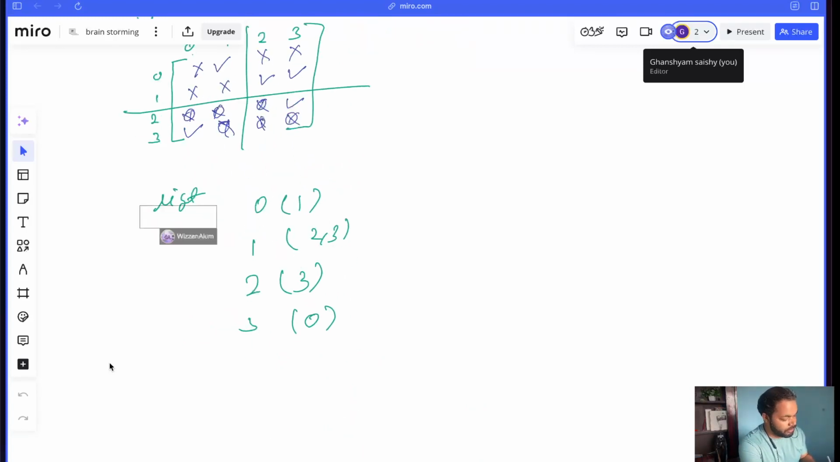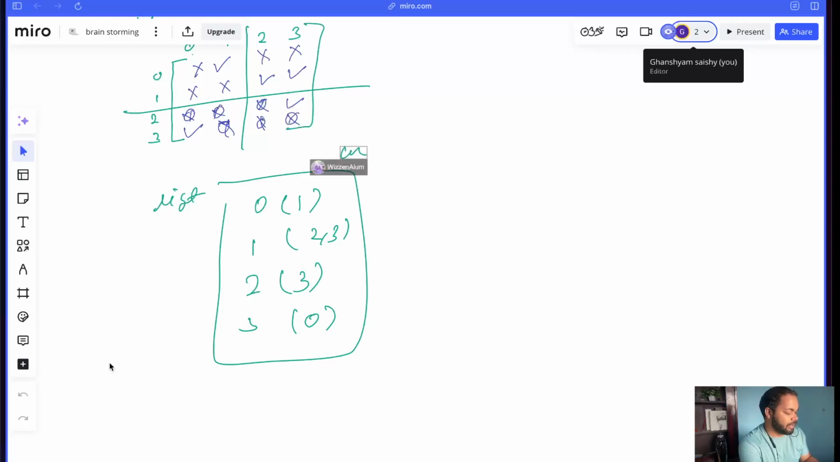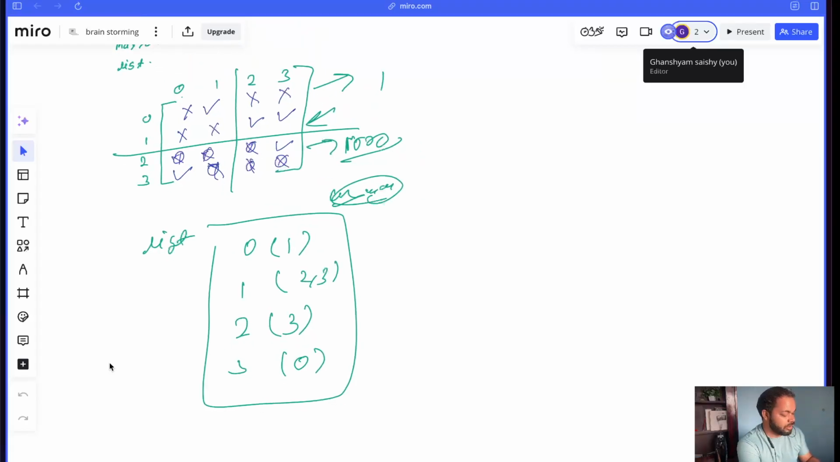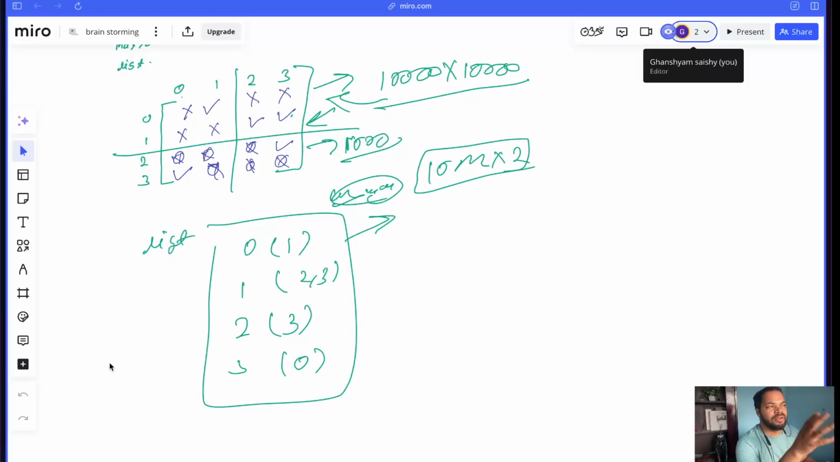What is the benefit of it? The benefit of it is that it is more compact and uses less storage compared to this. If there are like 10,000 nodes in this graph and they are only connected to one node, then what will be the space complexity for this? This one will become 10,000 multiplied by 10,000, because it will need this much space, but for this one it will be 10,000 multiplied by 2 only, because one for the node, one for the edge connected to it. So that's why it is efficient in space.